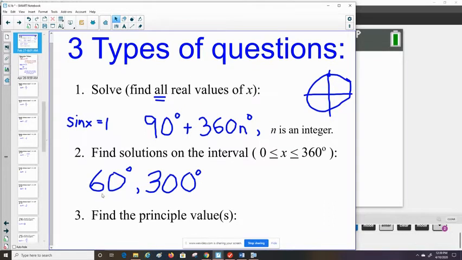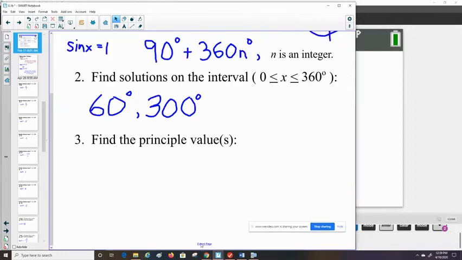But in the case of solving something for the principal value, why can't I extend my screen? It's probably hiding under this. There we go.